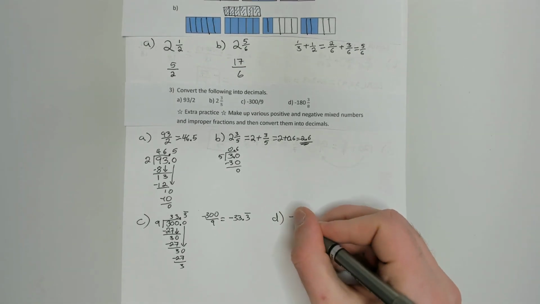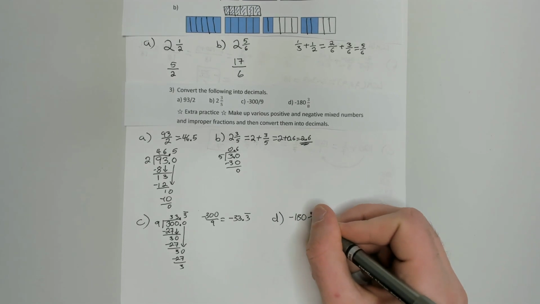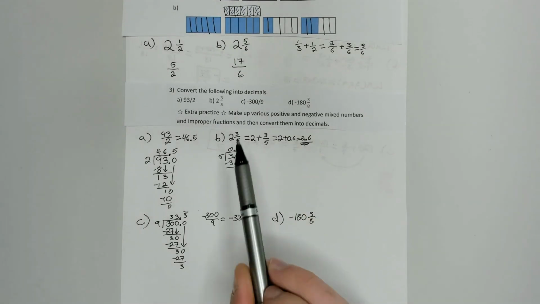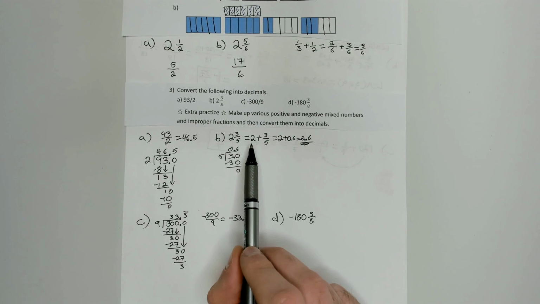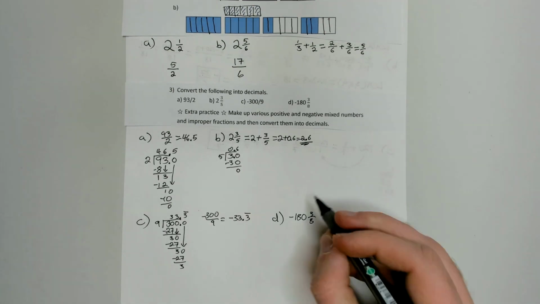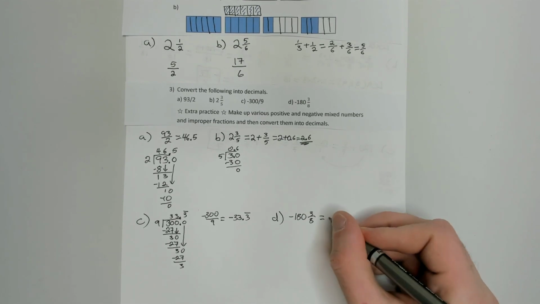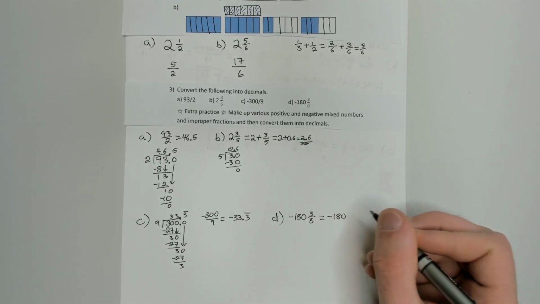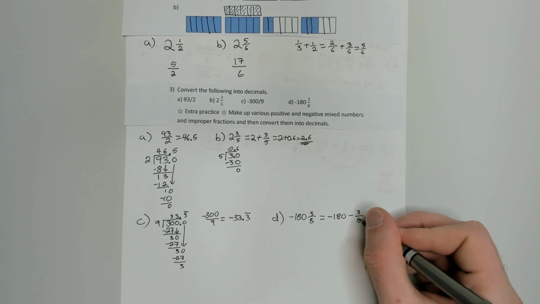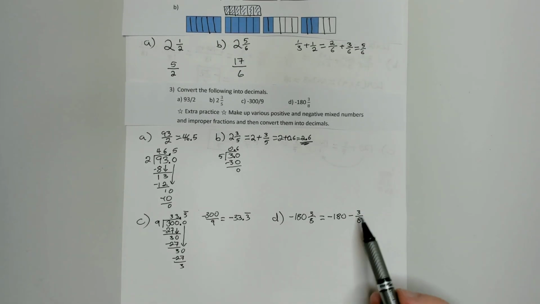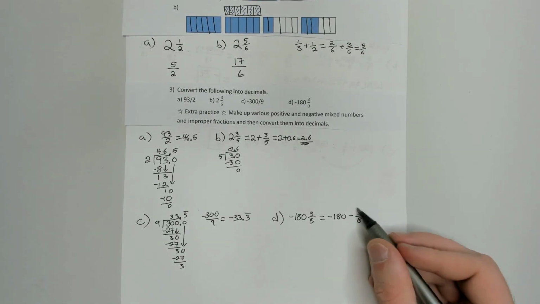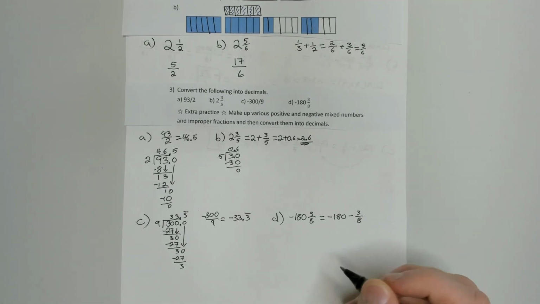We have negative 180 and 3/8. So we saw up here that, okay, a mixed number is just the whole number plus the fraction part. But in the case of a negative, because the whole thing is negative, we need to think of it as negative 180 minus 3/8, right? Or we can think of it as plus negative 3/8. So now we just need to convert this 3/8 into a decimal.